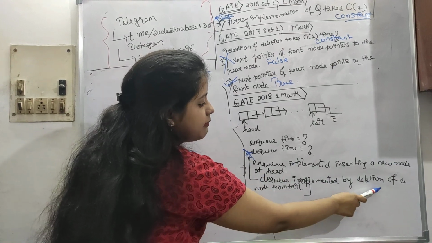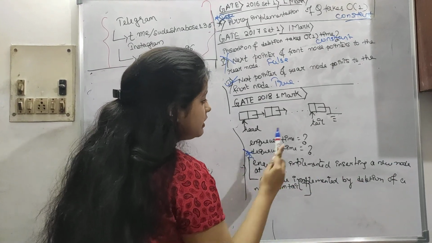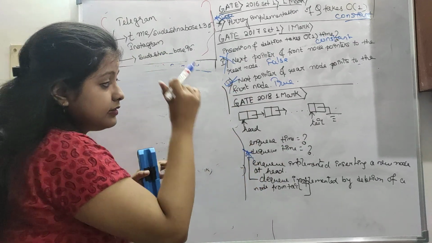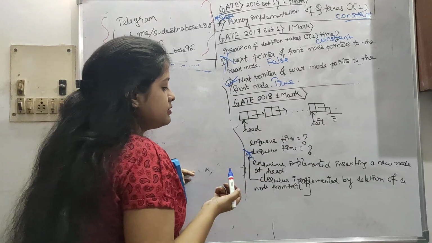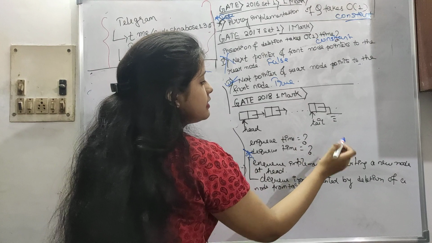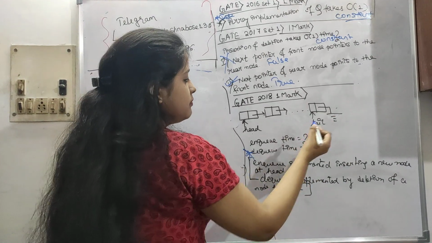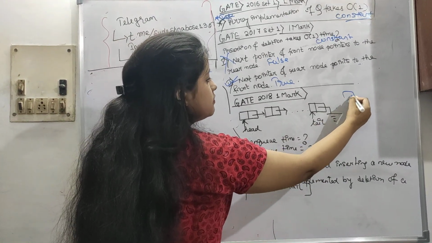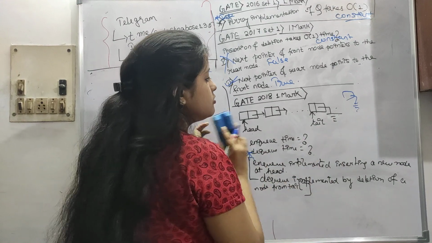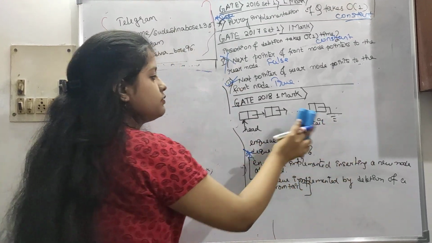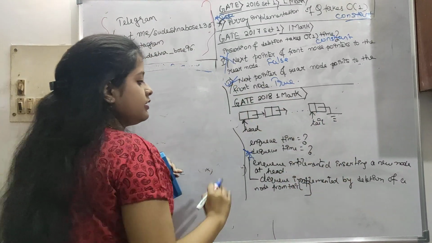DQ is implemented by deletion of a node from the tail. So deletion, this is actually opposite. They are asking the opposite. See, this is the end. If you remember the circuits and all, this means going back to the ground. So like this only, nothing more. This was given in the question, so I have just taken it out.